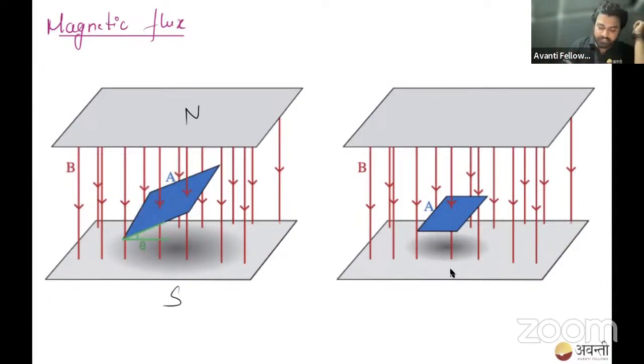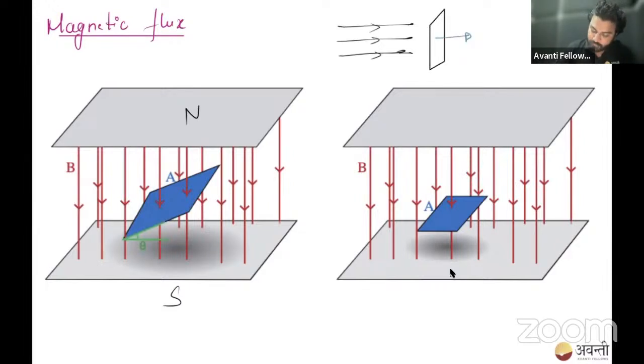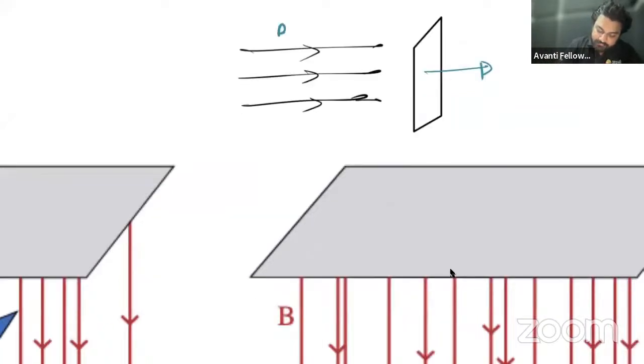Now, there are some necessary conditions for magnetic flux. What are the important conditions? First, the magnetic field lines should be uniform, means equally spaced, parallel and traveling in the same direction. Second, the area vector should be parallel or anti-parallel to the magnetic field lines. So let's say this is an area, and the area vector of this area is in this direction, and these are the magnetic field lines. So these magnetic field lines will cross this area.